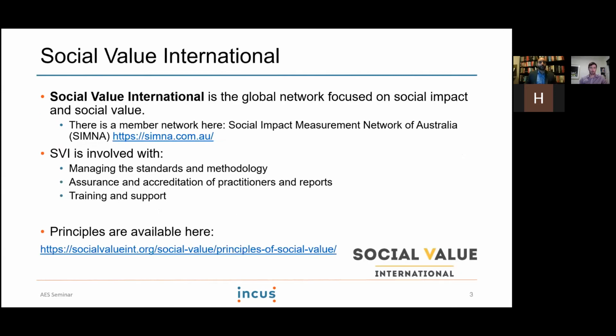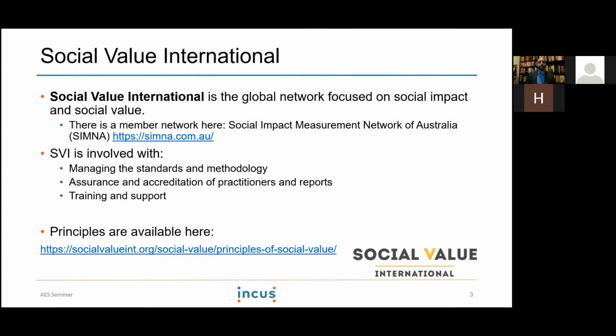Now, where did these principles come from? They've been developed by Social Value International, which is the global network that's focused on social impact measurement and social value measurement. It grew out of the social return on investment methodology in the UK, and it was the governing body for that in the late 1990s, early 2000s. There is a member network here that I would recommend to anyone who's interested in learning a bit more. That's SIMNA.